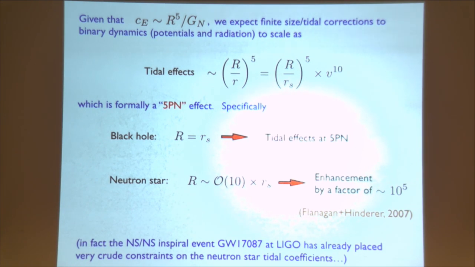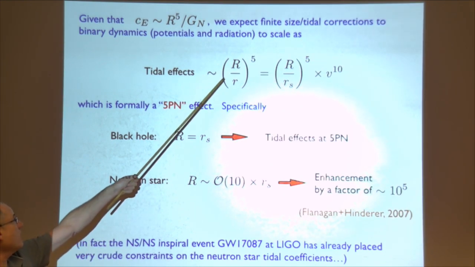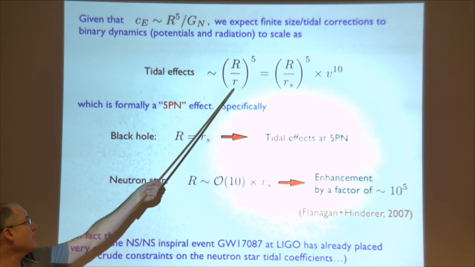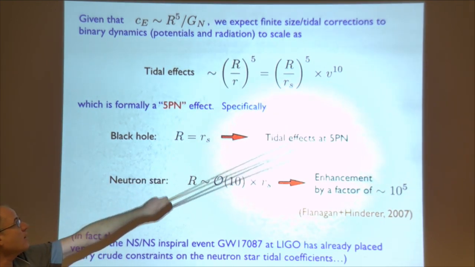This Love number was computed, well, actually, let me back off for a second. So it's a radius to the 5 effect. If you were to put the black hole in a binary and ask at what order in a, let's say, non-relativistic binary of 2 black holes, at what order in the expansion does this effect come in? It's an effect that scales like the size of the object to the 5. The only other scale is the orbital scale.